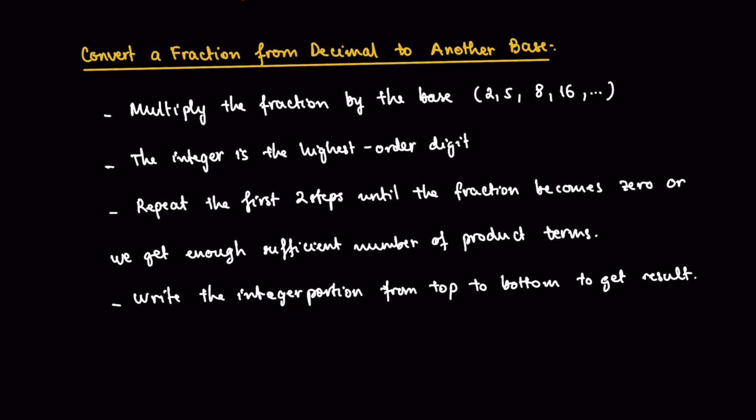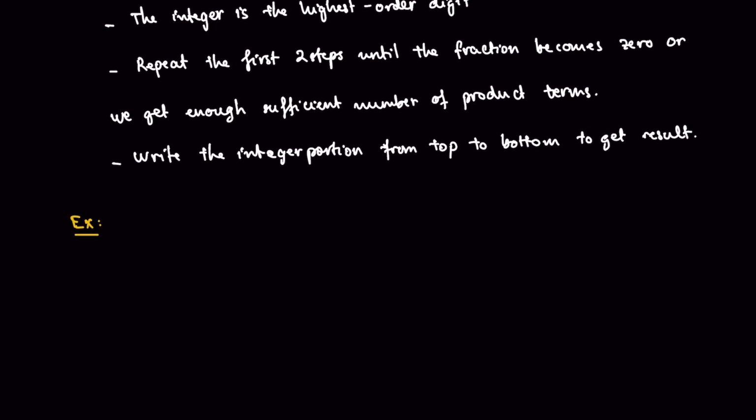Okay, so let's take a look at the following example. In this example, we want to convert the fraction 0.625 in base 10 to binary, or base 2. What you do is take the number 0.625 and multiply it by 2, using the calculator, and you get 1.25. This number has two parts: the integer, which is 1 in this case, and the fraction, which is 0.25.